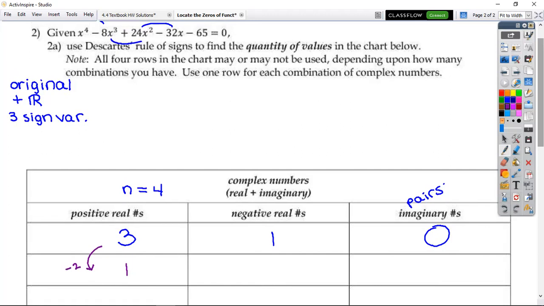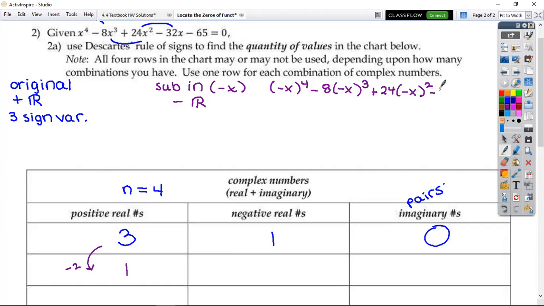So we're going to plug in the negative x. So I'm going to now sub in the negative x, and that's going to give us our negative real. Okay. So now I would have here negative x to the 4th minus 8 times negative x to the 3rd plus 24 times negative x squared minus 32 times negative x, and then minus 65.